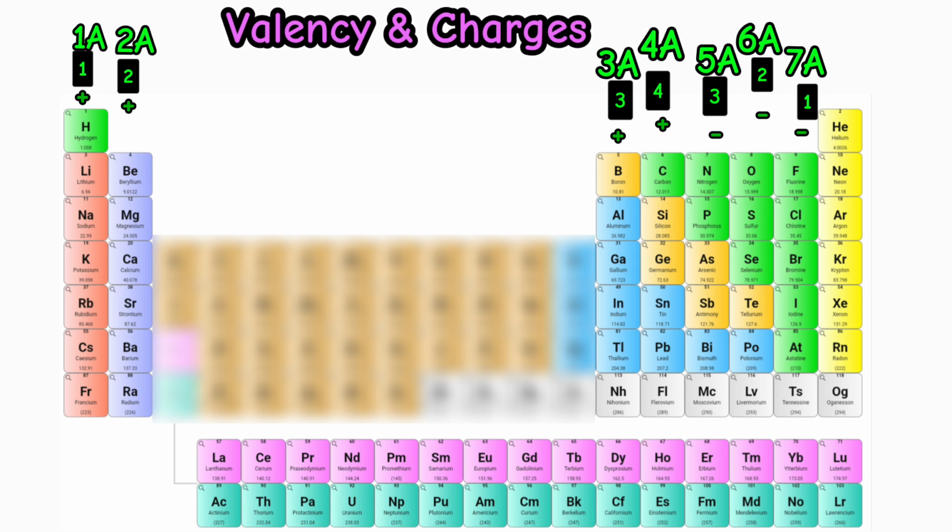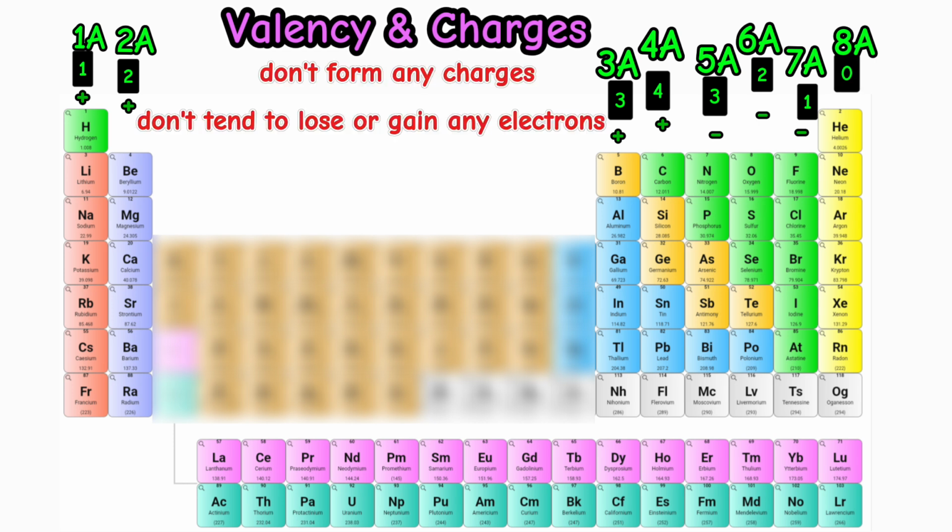The valency of each element in group 8A is 0 because they don't form any charges, because they don't tend to gain or lose any electrons, because they have stable electron configuration, which means that they have a complete outer shell.